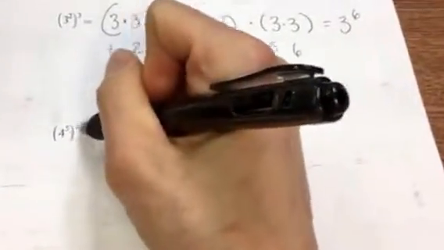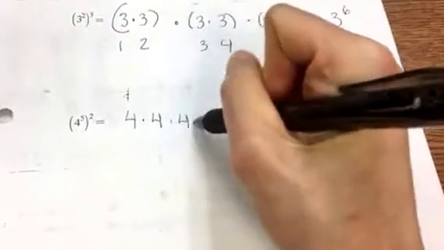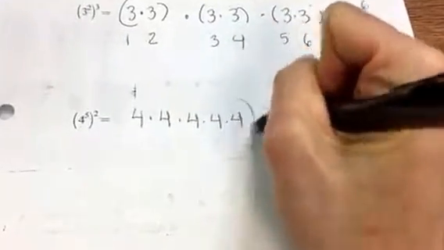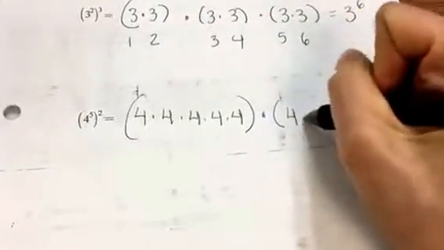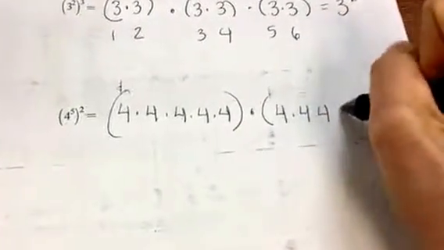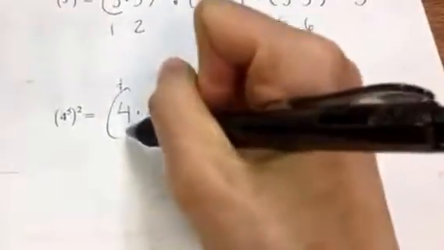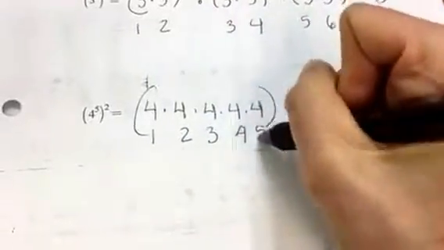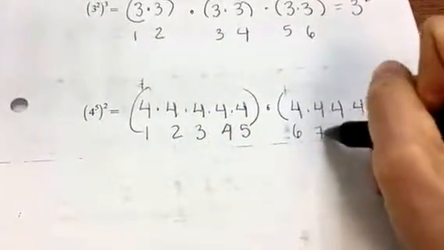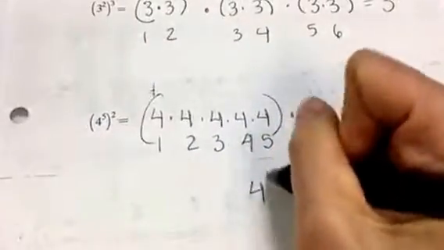All right, so let's expand this one. So this one says 4 to the 5th power squared. So I'm going to have 4, 2, 3, 4, 5. There it is. And I'm going to multiply that by itself. 1, 2, 3, 4, 5. So how many 4s do I have? 1, 2, 3, 4, 5, 6, 7, 8, 9, 10. 4 to the 10th power.